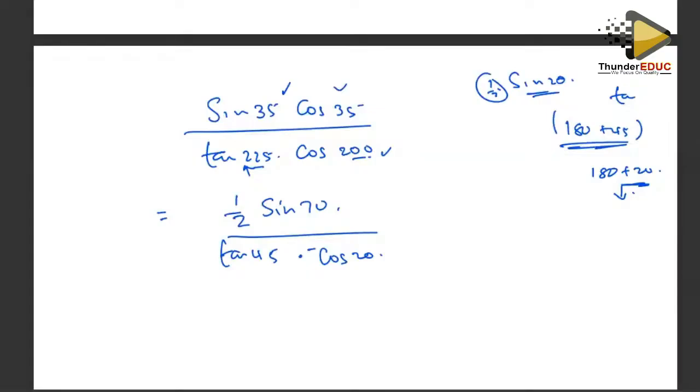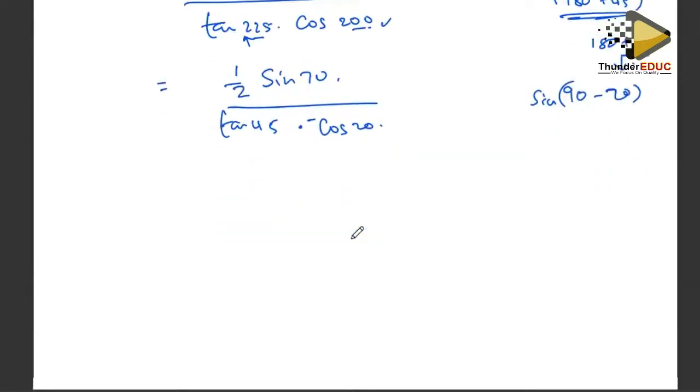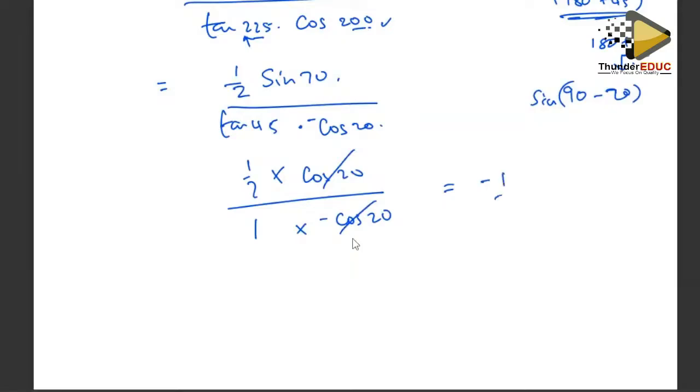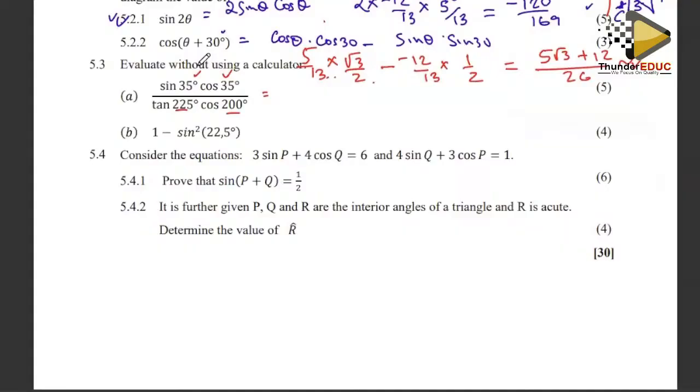Then we know that sine of 70 is the same as 90 minus 20, which gives us a cos. So it's going to be a half multiplied by the cos of 20 over tan of 45 is a 1, and then negative cos of 20. So this cancels that, which means our answer is just negative a half. I believe that's what I would have done to get those 5 marks.